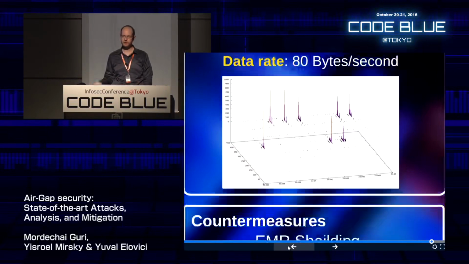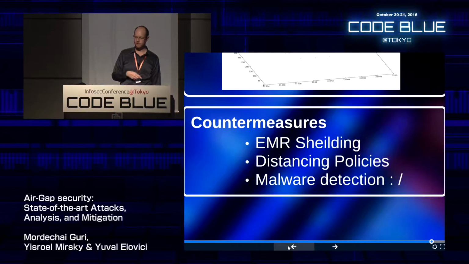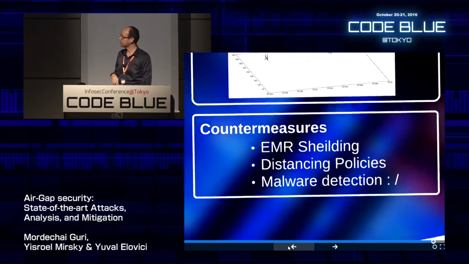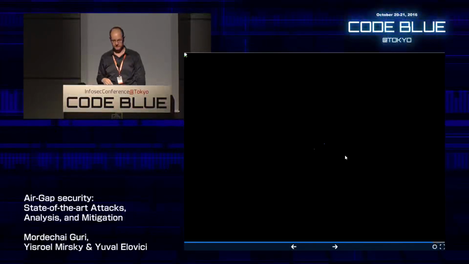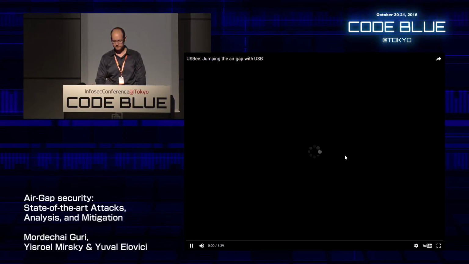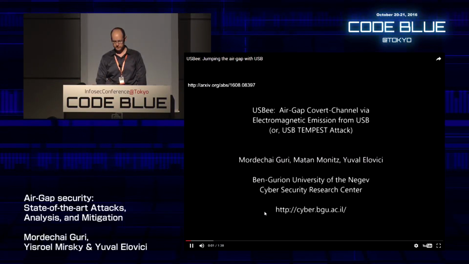So from experimental results, we got a distance of about 2 to 3 meters at a data rate of about 80 bytes per second. And all the typical countermeasures can be employed. You can put up a Faraday cage if you really want to, distancing policies, and malware detection. So, our last demonstration here.